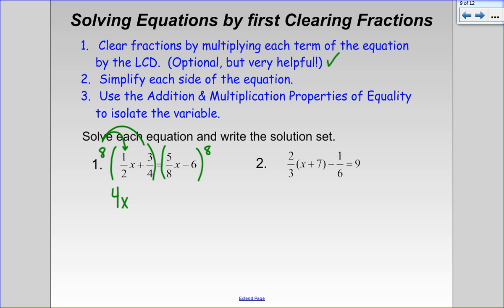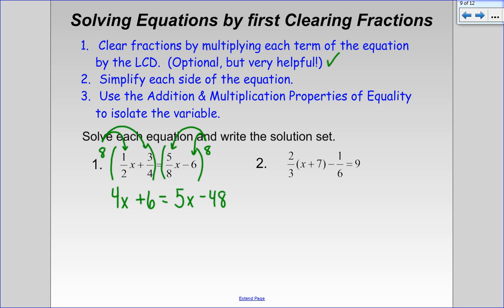And then I distribute the 8 to my second term. 8 divided by 4 is 2 times 3 would give me a 6. So that becomes plus 6. Now, I distribute the 8 to both terms on the right side of the equation. 8 divided by 8 will give me 1 times my numerator 5, so I get 5x. And then I still need to multiply negative 6. Even though it's not a fraction, each term has to get multiplied in order for the multiplication property of equality to be true. So I get minus 48.